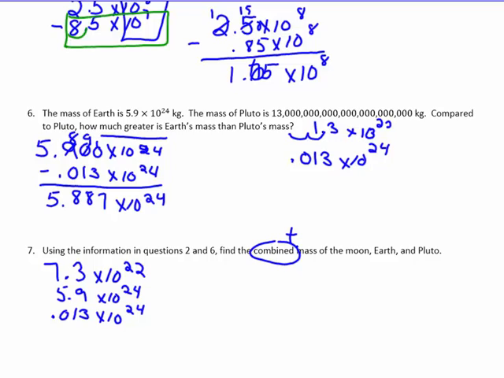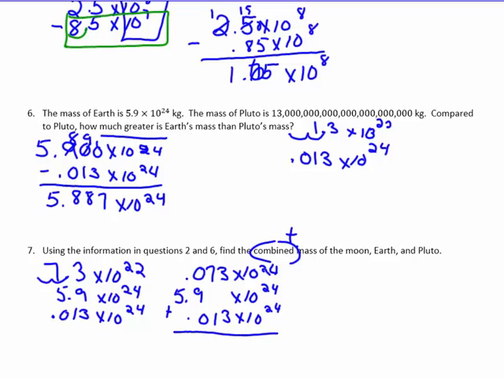So I still have to get the Moon so that it has the same exponent. I'm 2 away, so I have to go 2 more decimal places. So the Moon was 0.073 times 10 to the 24th. We have 5.9 times 10 to the 24th, and we have 0.013 times 10 to the 24th.